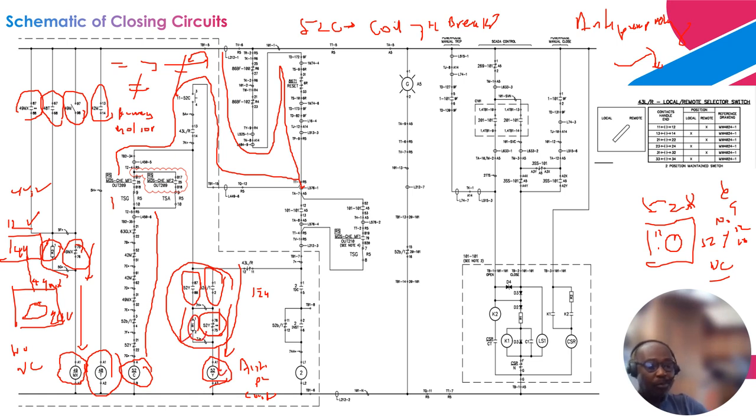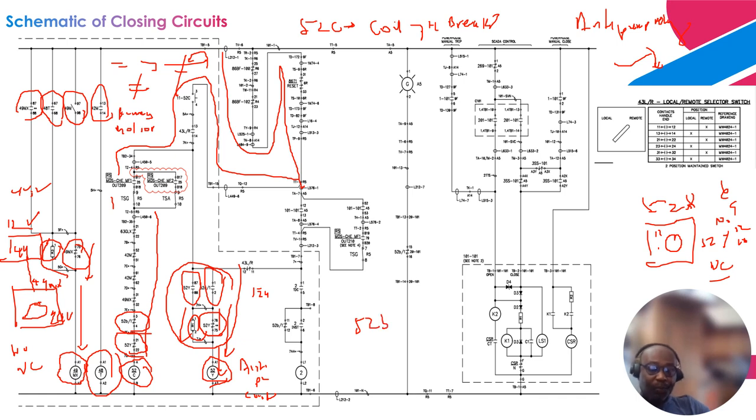Okay, so now let's talk about the permissives to be able to energize this closing coil, right? Okay, so I need a 52Y anti-pump relay that should be energized from this anti-pump relay coil, right, that has already been energized. Then I need the status of the breaker, 52B.